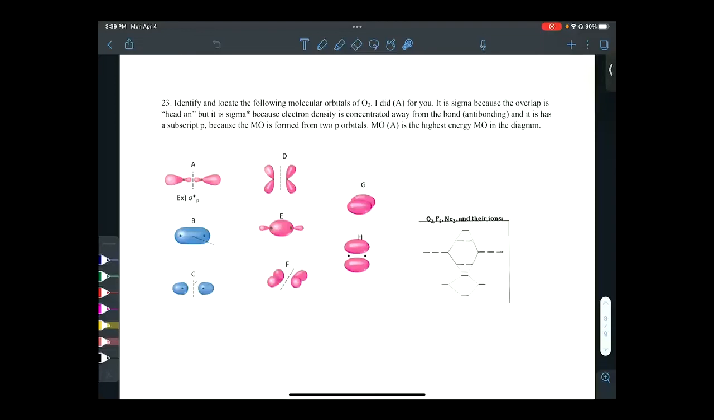So in this question, I have a bunch of MOs, and we should be able to identify a couple of things just based upon their shape. What type of interaction is it, is it sigma or is it pi? Is it bonding or anti-bonding, like a sigma star or a pi star? And then even further, are they between s or p orbitals? We should be able to identify all of those things.